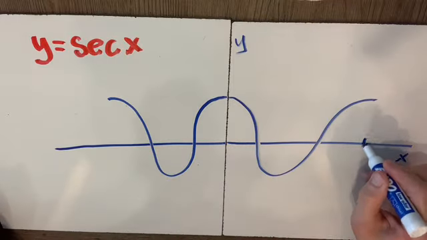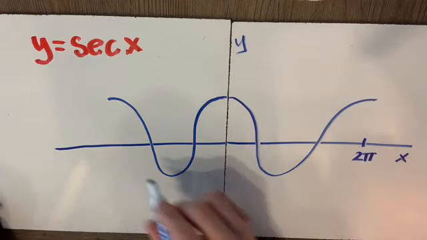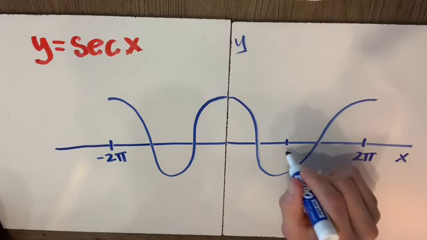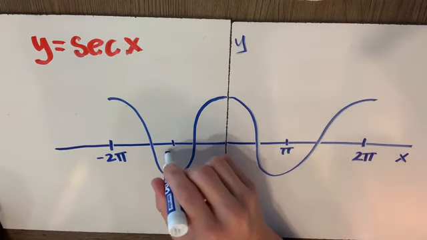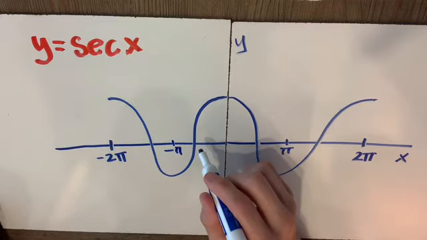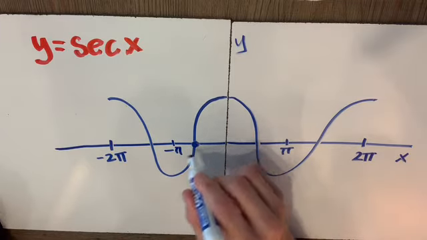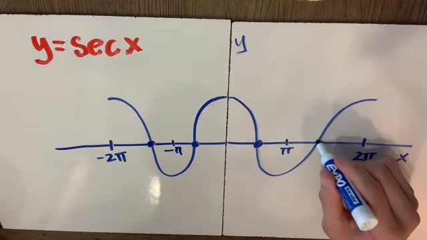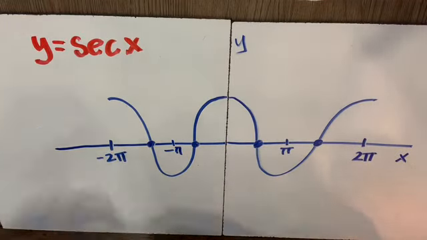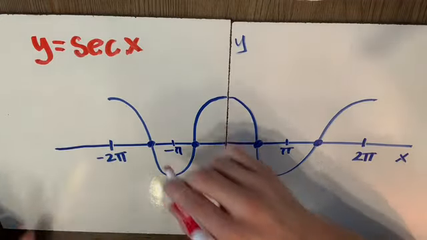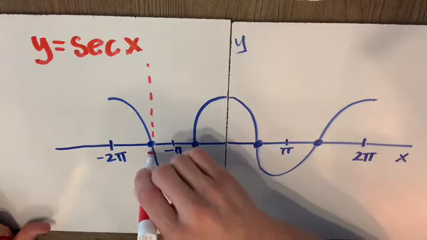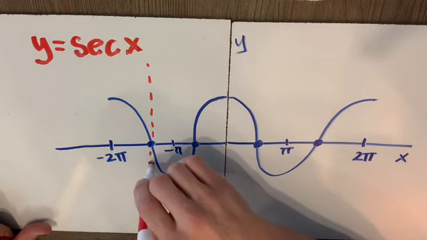So if we know that this is 2 pi here and this is negative 2 pi here, that means this here is pi and here is negative pi. And that means this is pi over 2, and here is 3 pi over 2, and here is pi over 2, and here is 3 pi over 2. That will allow us to put down our vertical asymptotes. Now, you see I did a little bit less this time. As long as you get one full cycle, you're good to go.